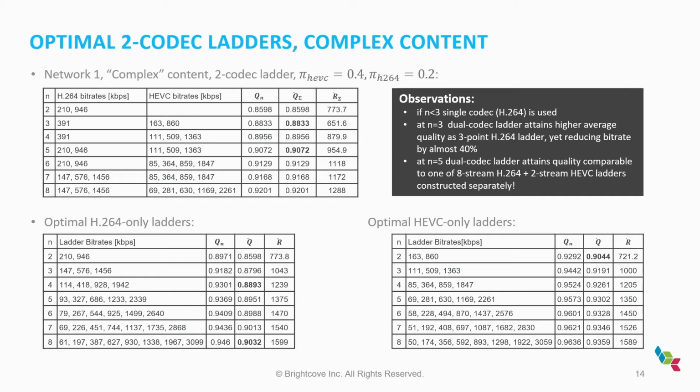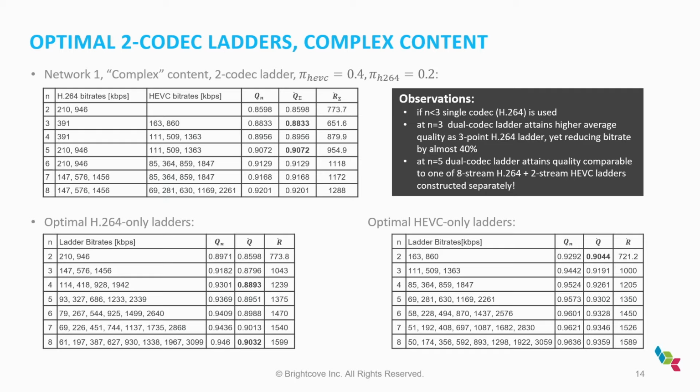I got confused about what's the difference between Q-sub-n and Q. Okay, Q-sub-n and average Q. Q-sub-n is the quality at the last rendition, and Q bar is average quality. Okay, so that's the thing you're trying to optimize. Yeah, I'm optimizing for average, but just for reference, I'm also including the quality at the top rendition.